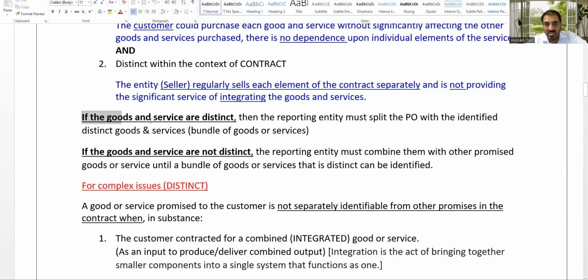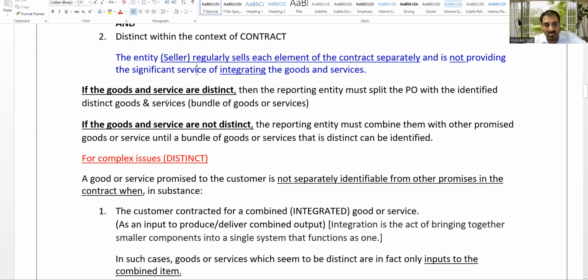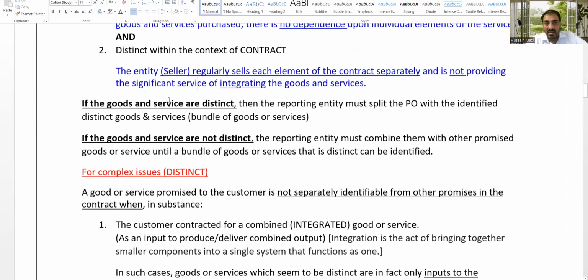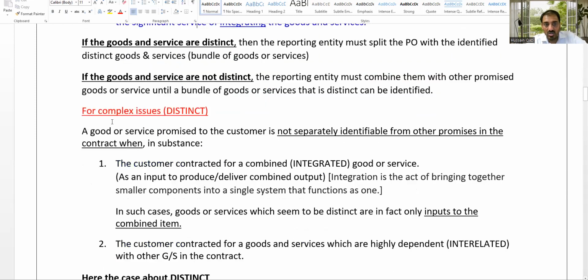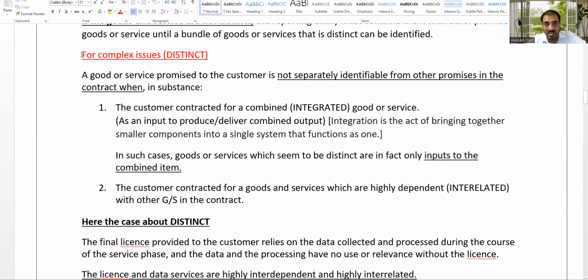And you mention that if goods and services are distinct, then the reporting entity must split the performance obligation. If not, then consider one single performance obligation. It's very simple. But you need to consider one more thing.